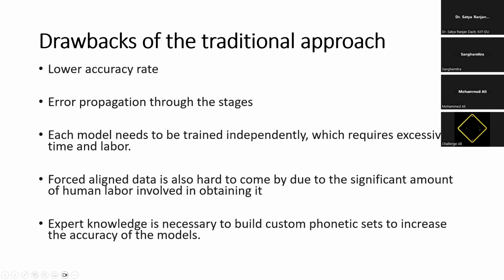Now, coming to the drawbacks of the traditional approach of ASR. As you can see here, in ASR we have different modules, that is the modules that I just mentioned: the acoustic model, the lexicon, then the language model. This is the traditional approach of designing an ASR. Here again, there are a number of drawbacks. One is the error propagation through the stages, so error will be accumulated. Secondly, each model needs to be trained independently. You have to train the language model independently, you have to train the acoustic model independently, and this would require a lot of time and labor.